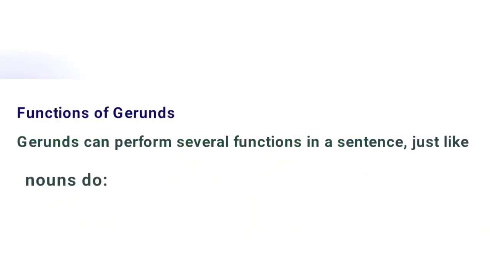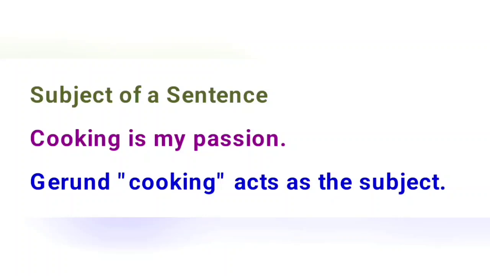Let's describe the functions of the gerund. A gerund can perform several functions in a sentence, just like a noun does. Subject of a sentence. A gerund can act as a subject in a sentence. For example, cooking is my passion. Cooking in this sentence acts as a subject. Cooking is the gerund, and it works as the subject in this sentence.